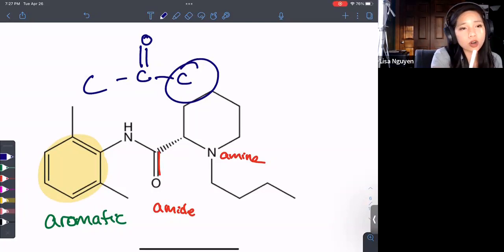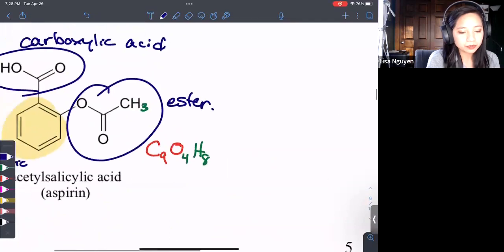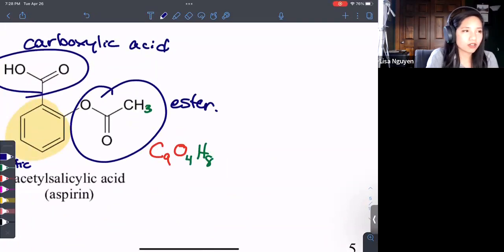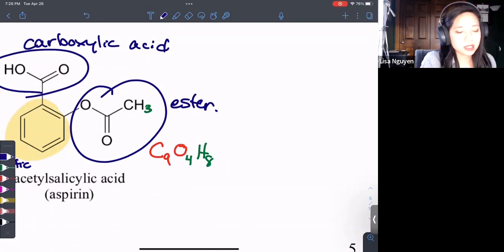Ester and acetyl, don't worry about acetyl. Just call this an ester. This is technically called an acetyl, but just call it an ester. It's fine. Acetyl is a special type of ester, but I don't want to go into the details of that.